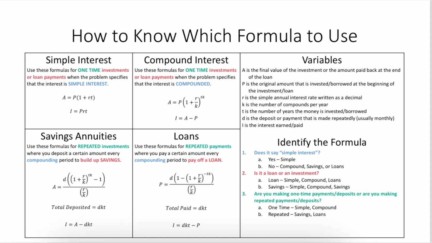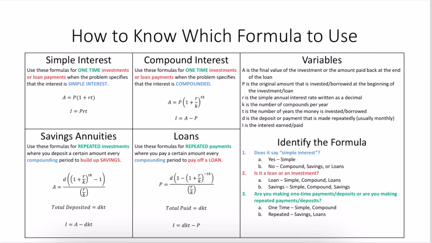Okay, so far in this unit, we have looked at 4 different categories of formulas. So we've looked at simple interest formulas, compound interest formulas, savings annuities, as well as loans. And your assignments in class have been focused on each one of these sections individually. On your assignment for today and also on your test, you're going to have a mixture of word problems that fit into all 4 of these categories.